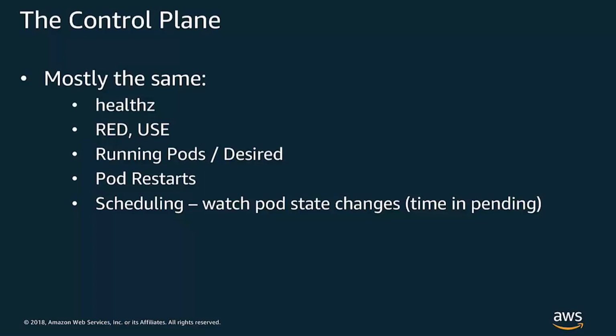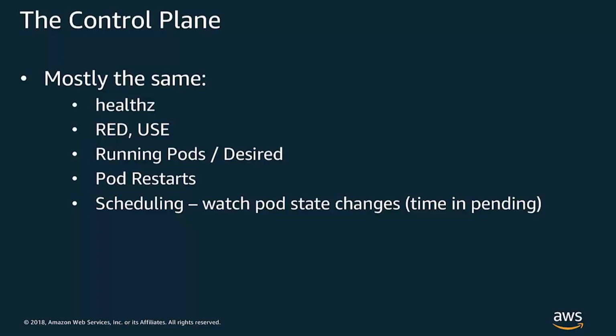So another good thing to check as a sanity check is just making sure that your running pods is equal to your desired, so you don't have your controller manager crash looping and you not aware about it. So pod restarts and just checking the number of running pods.